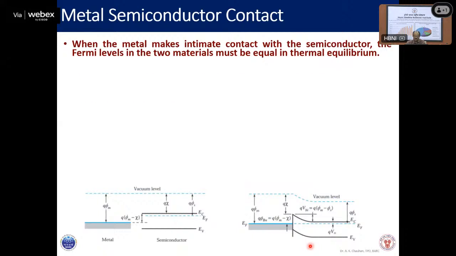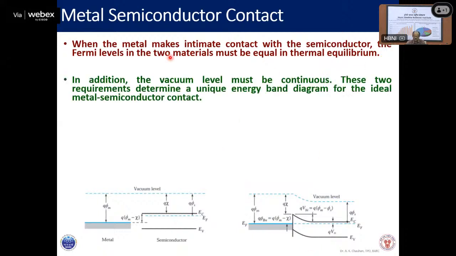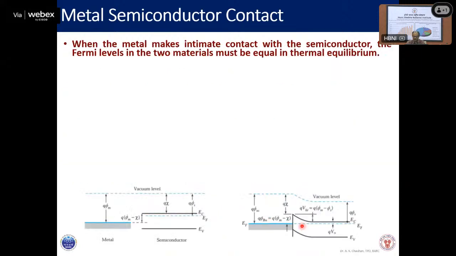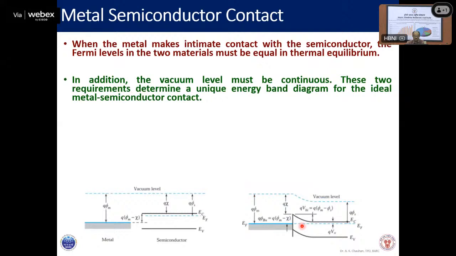When metal makes intimate contact with the semiconductor, the Fermi levels in the two materials must be equal in thermal equilibrium. In this situation they were actually separated. Now if you bring them together, there are certain rules which you have to follow. First, when they make intimate contact, the Fermi level of both the materials, even if you are making heterostructures, should be equal. They should be in thermal equilibrium.